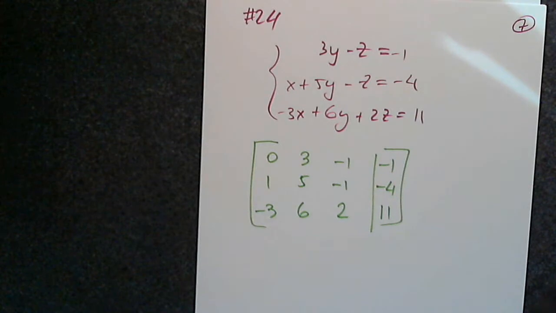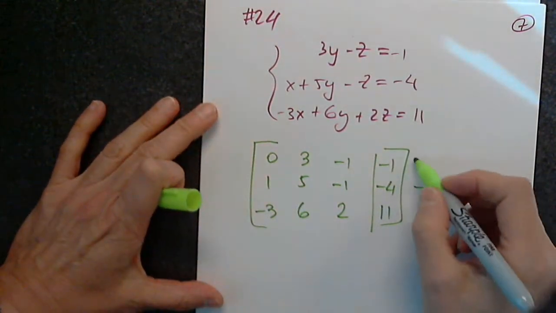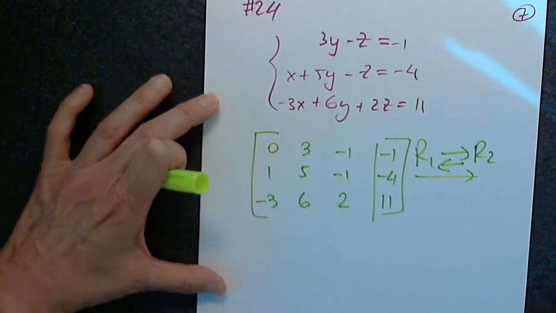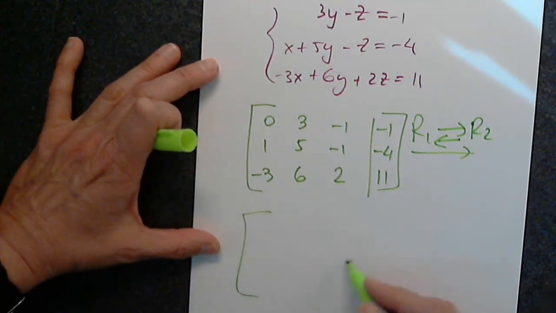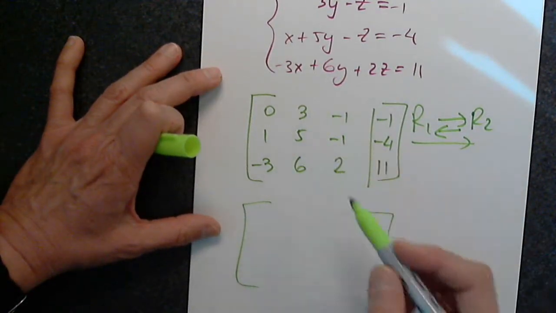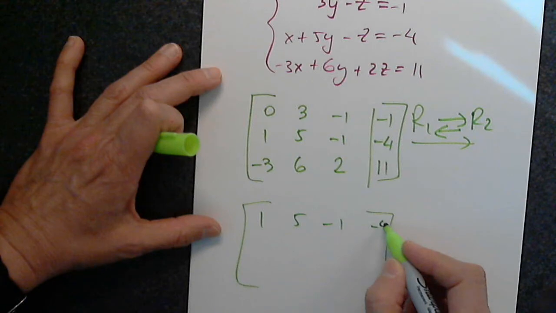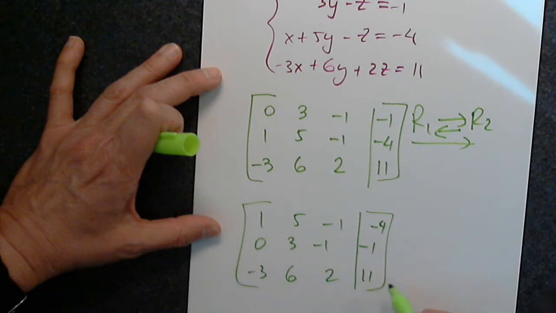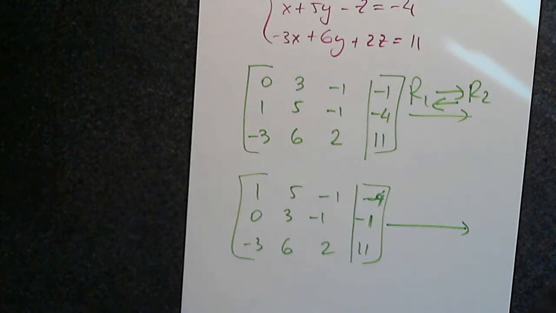Excellent. Now, do you see the reason why we would definitely love to swap? And what will I swap? Exactly. Of course. So I'm going to say row 1 becomes row 2 and vice versa. On the side, I explain every step I make. So row 2 becomes row 1: 1, 5, -1, -4. 0, 3, -1, -1, and -3, 6, 2, 11. Lucky us. We already have this and we already have this. Look at that.